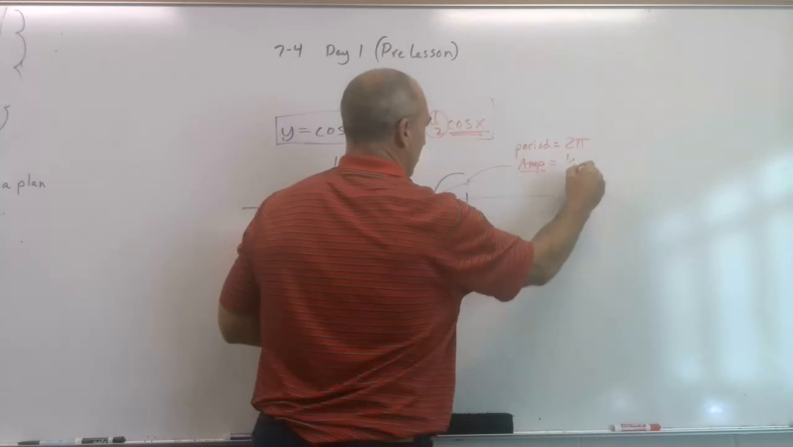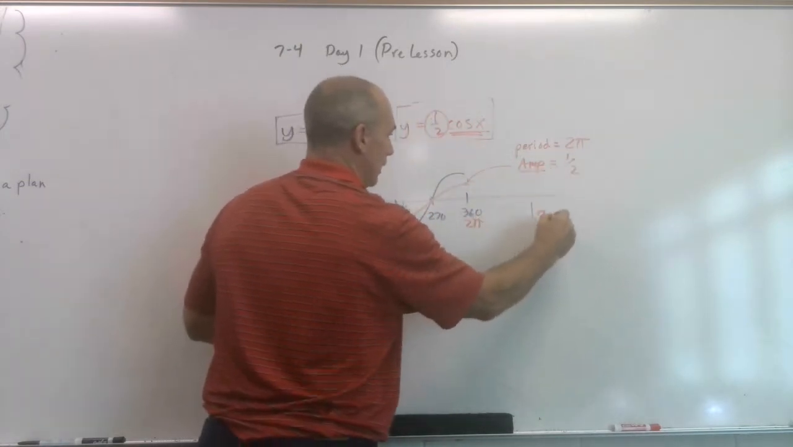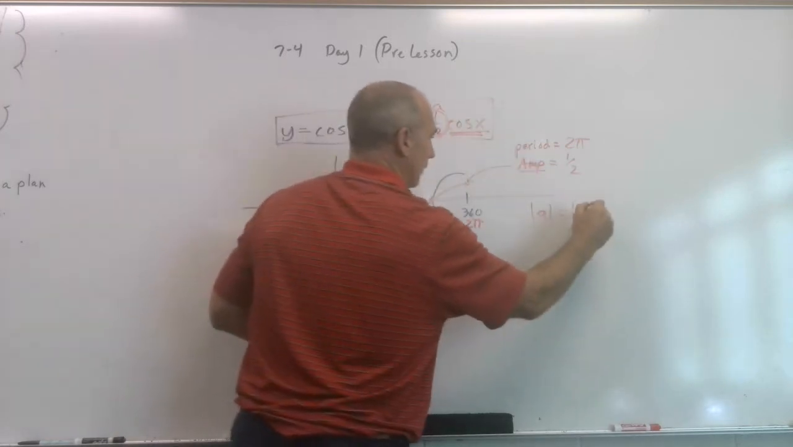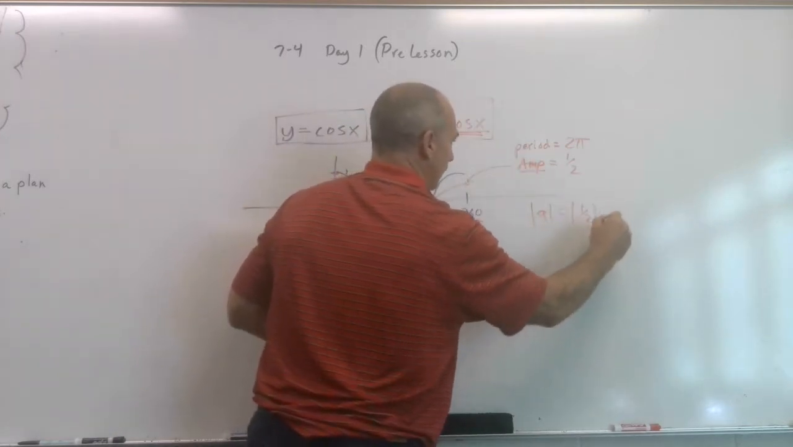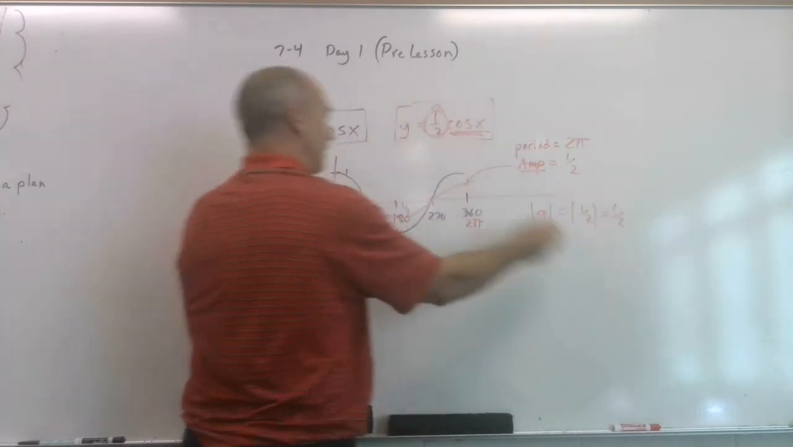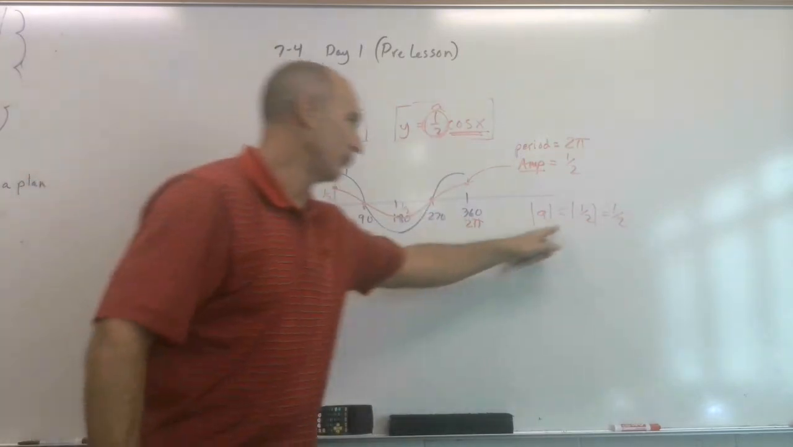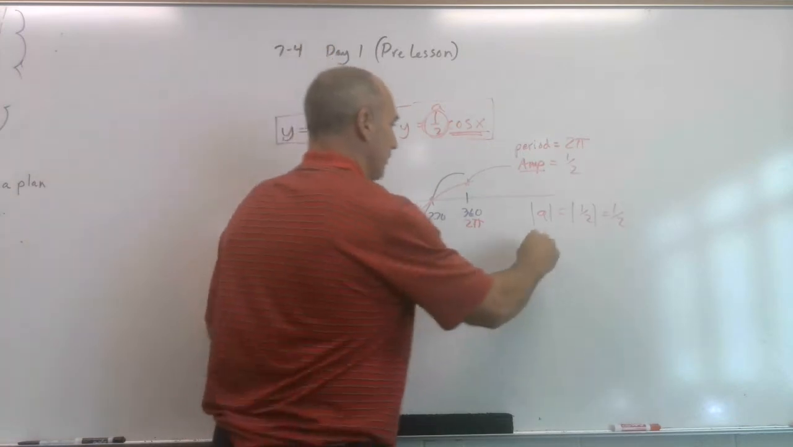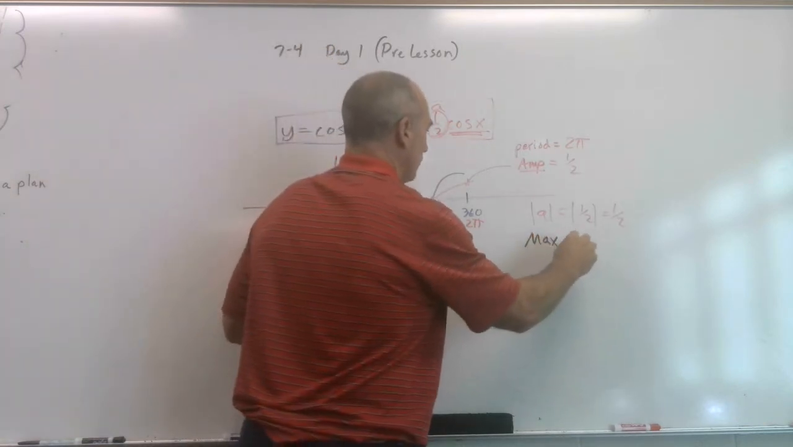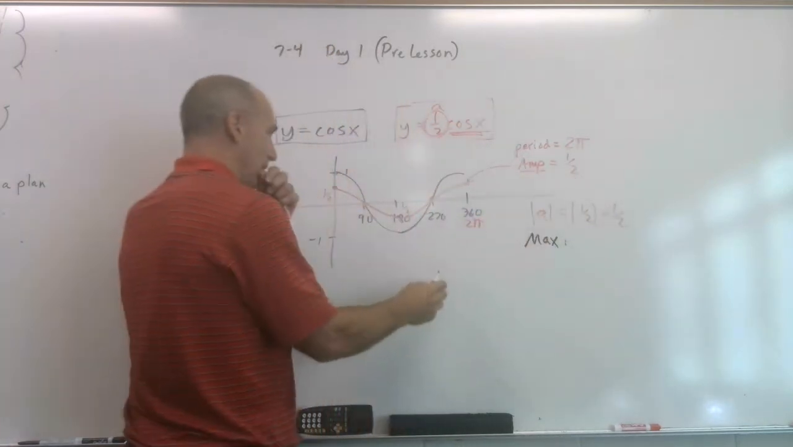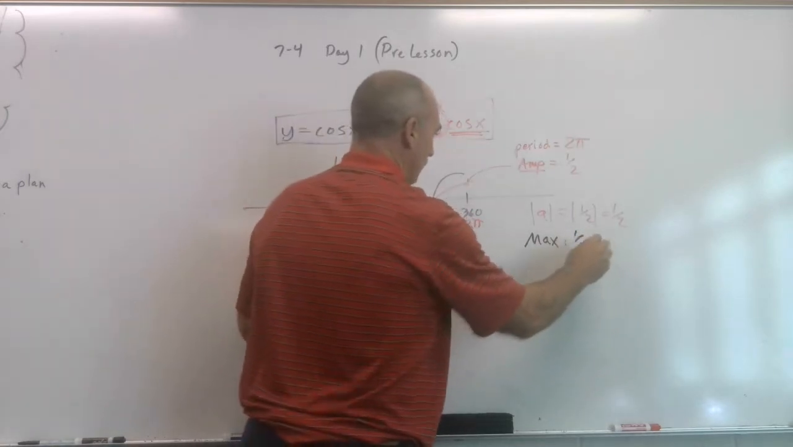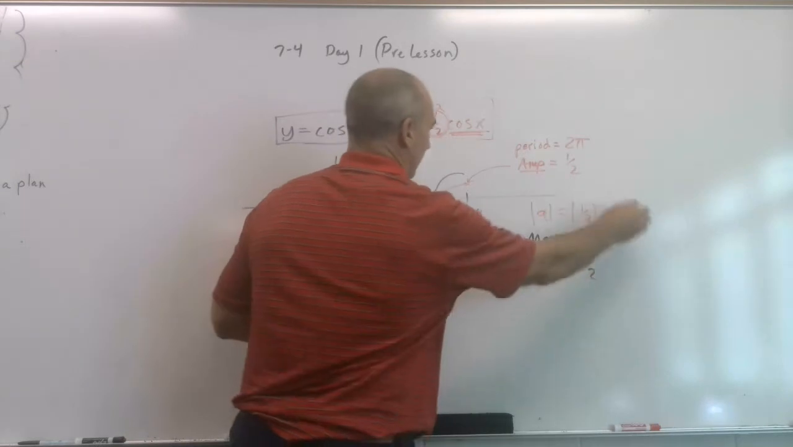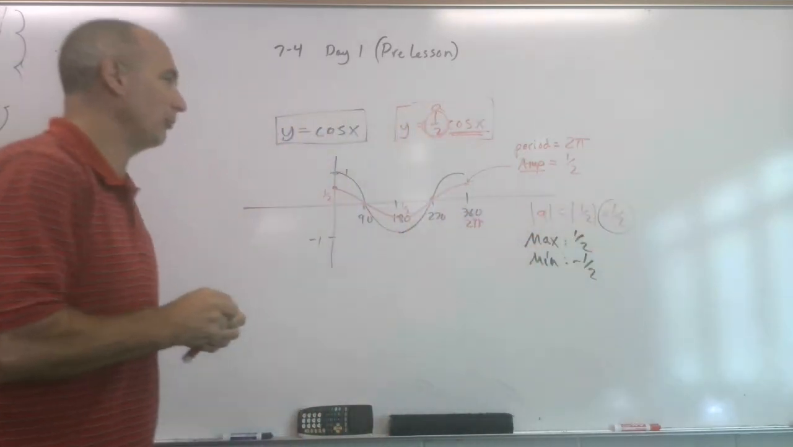So there it is. If I wanted to use the formula, I'd say, there's my A. Take the absolute value of 1/2. That's just the hard way. I like looking at the picture, but sometimes the formula helps. Now, what is the maximum for the red drawing? Well, it's how high it goes. That'd be 1/2. What's the minimum? That'd be -1/2. See how that's connected to the amplitude?